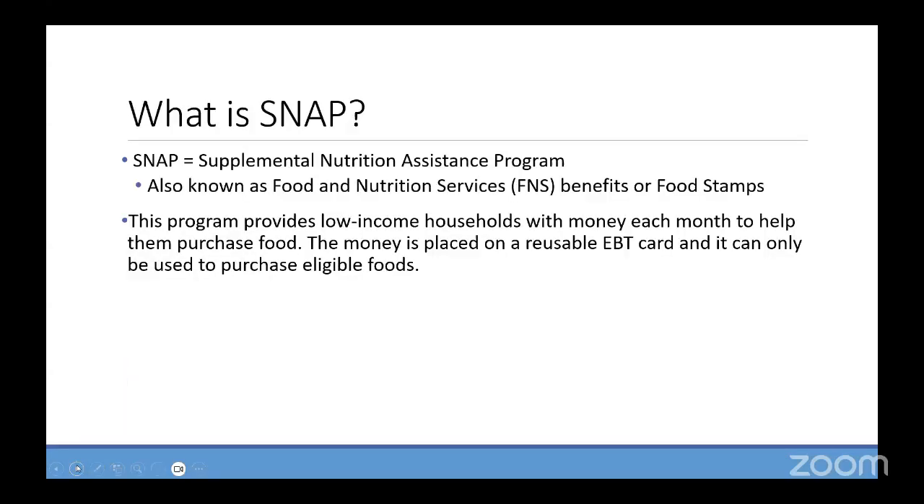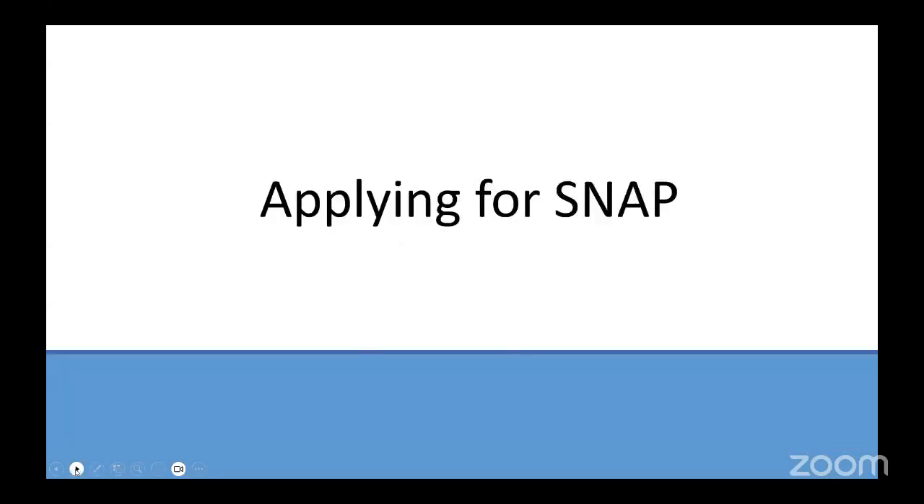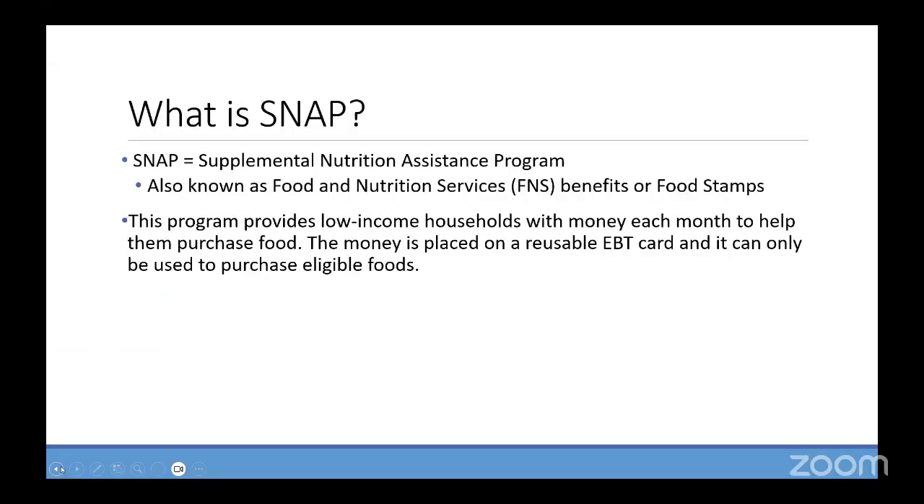So first, just so that we're all on the same page, we're going to talk about what SNAP is. It's also known as the Food and Nutrition Services Benefits or Food Stamps Benefits. Excuse me, my PowerPoint is flipping. There we go. It's a program that provides low-income households with money each month that they can use to help them purchase food. The money is put on a reusable EBT card, and it can only be used to purchase eligible food items.